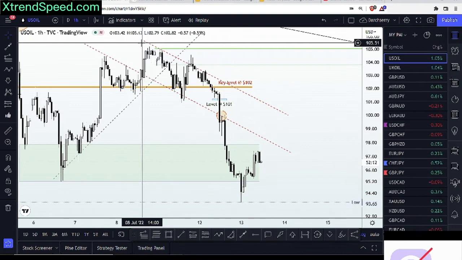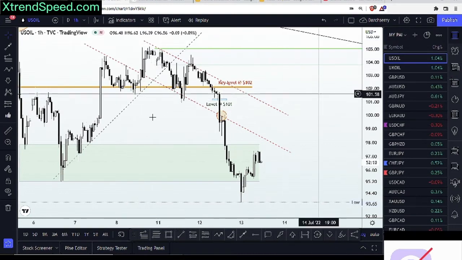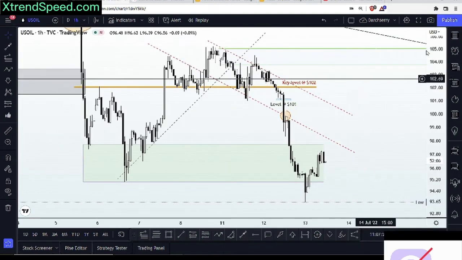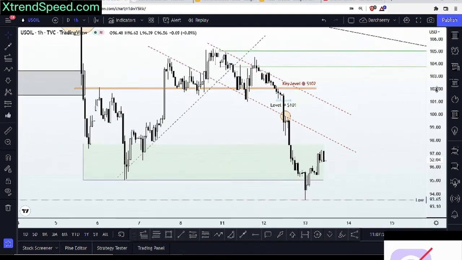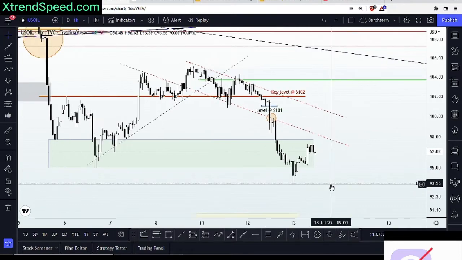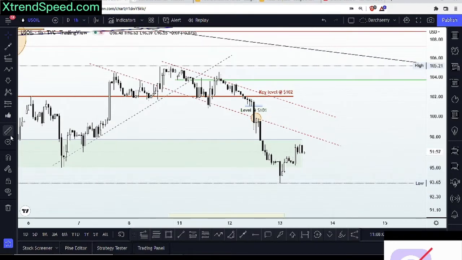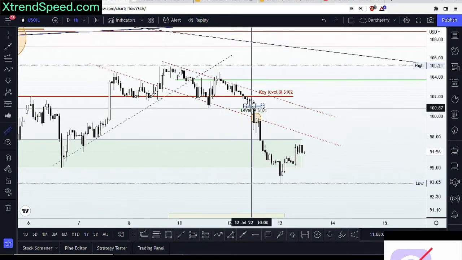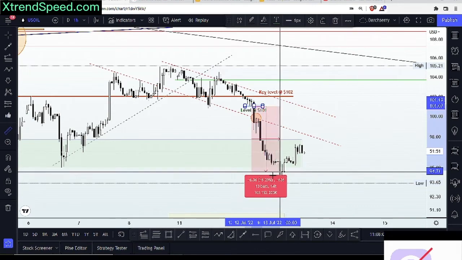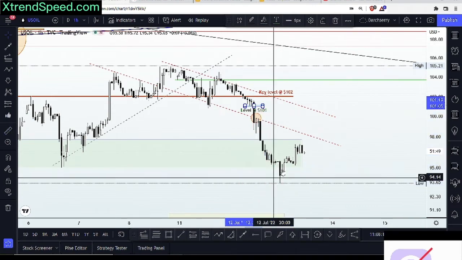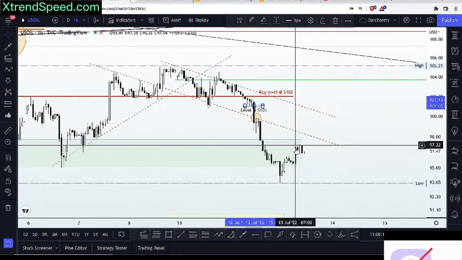Okay, without further ado, let's dive into the charts and let's see what's happening. So the first pair we'll be talking about today is the UK US oil. And we had a very spectacular move yesterday. Price moved significantly from right below our $101 area and moved about how many pips is that? Over 600 pips moved before we started seeing this move back up.